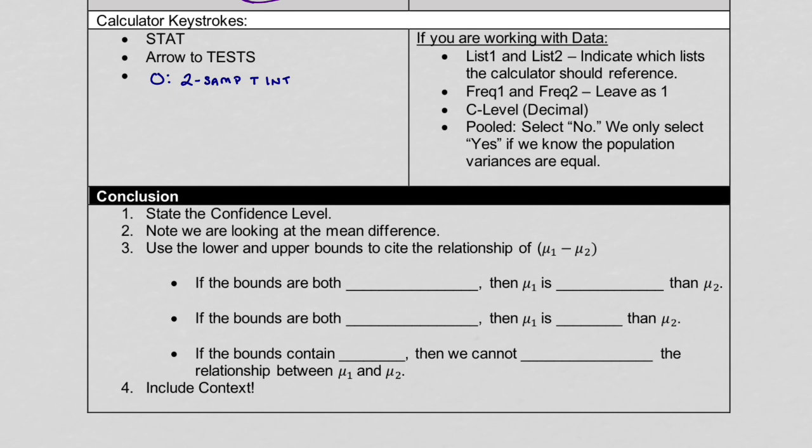Your frequency 1 and frequency 2, you should probably just leave these as 1 unless you created frequency tables, which we have not done in class using our calculator. Then you're going to indicate your confidence level in its decimal form. And then our new option again, is it pooled or is the data pooled? We're going to say no, most likely, because we do not know if the population variances are equal to one another. And again, that probably should be stated clearly for you in the question that you're working with.